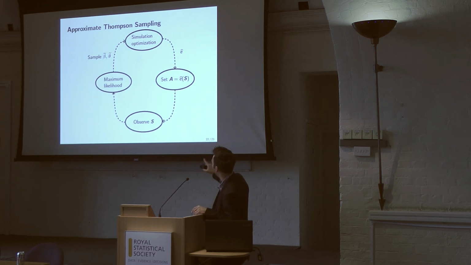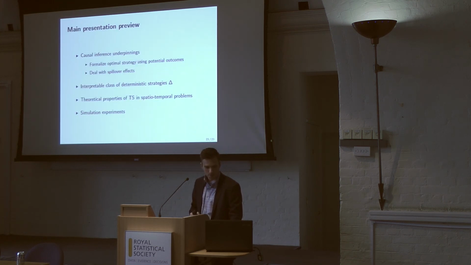So here it is, as a process. You observe a state. You do maximum likelihood. That gives you beta hat and theta hat. You draw from a sampling distribution, again mimicking a draw from a posterior. You do simulation optimization to get E hat. Set A to be E hat. Go forward a time step. Observe the next state. And this just goes round and round. So that's the whole idea. So it's just like the bandit problem, only now in this MDP setting.